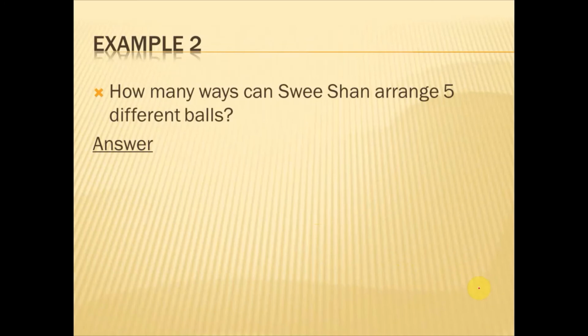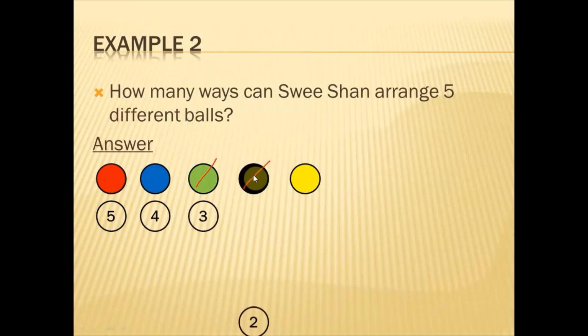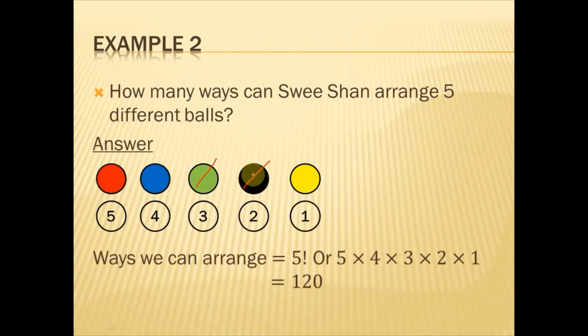Okay, let's look at another example. How many ways can Sui Shen arrange 5 different balls? So we have 5 different balls, all different colors. So how to arrange? Could be red the first one, or blue the first one, or green, or black, or yellow. So the first ball he chooses can be any of these colors. For example, he has chosen green, so green cannot be chosen again, leaving only 4. And so on. So 5, 4, 3, 2, 1. So ways to arrange is 5 factorial, or 5 times 4 times 3 times 2 times 1, which is 120 ways.